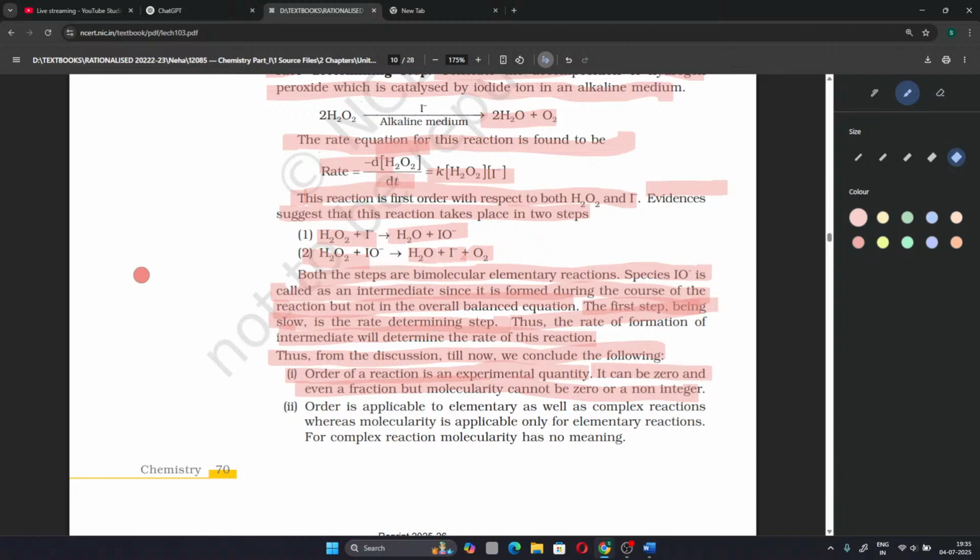It can only be 1, 2 or 3. 3 is the maximum. Above 3, the reactions are very rare. And second, we conclude order is applicable to elementary as well as complex reactions, whereas molecularity is applicable only for the elementary reaction. Order, we saw it is applicable in the first reaction.